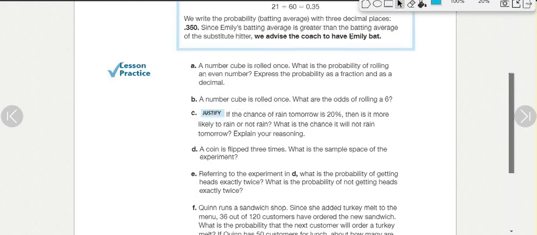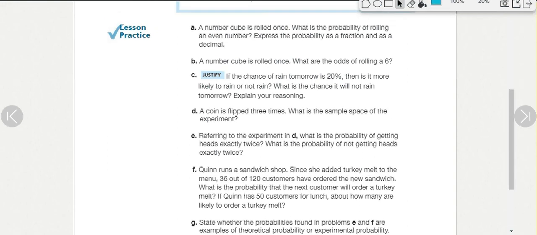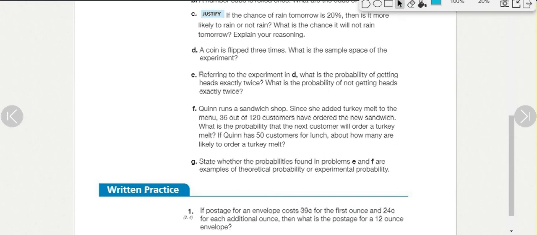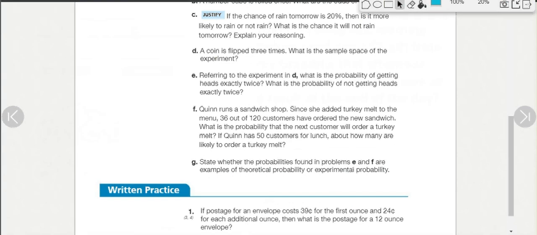Alrighty. Let's do B, C, and F, please. Good luck.